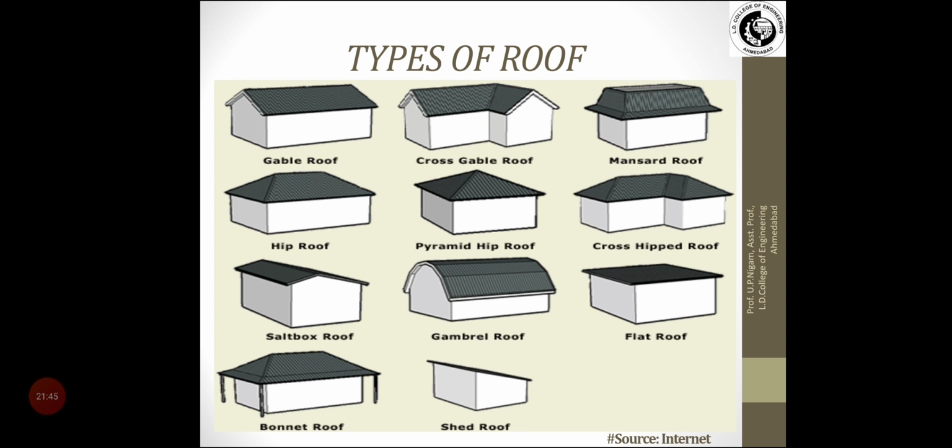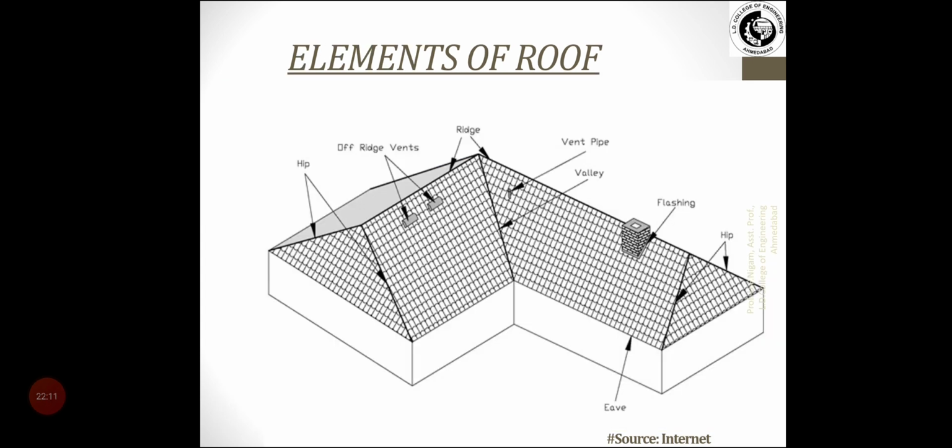You can see in the figure, gable roof is there, meaning just a two-sided roof. Then cross gable roof is there. Alright, mansard roof, hip roof, then pyramid hip roof, cross hipped roof, then salt box roof, gambrel roof, flat roof, then bonnet roof, then shed roof. So these are the different types of roofs being used, and the different elements of roofs are: vent pipe, valley, ridge, okay, off ridge, hip, all right, flashing, eave. So these are the different elements of a building in a particular roof.